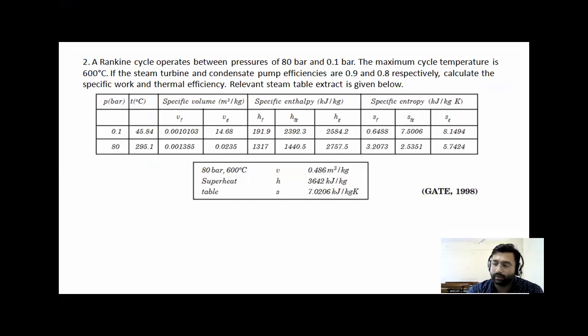Okay, second example. A Rankine cycle operates between pressures of 80 bar and 0.1 bar. The maximum cycle temperature is 600 degrees Celsius. If the steam turbine and condensate pump efficiencies are 0.98 and 0.8 respectively. Okay. Calculate the specific work and thermal efficiency.